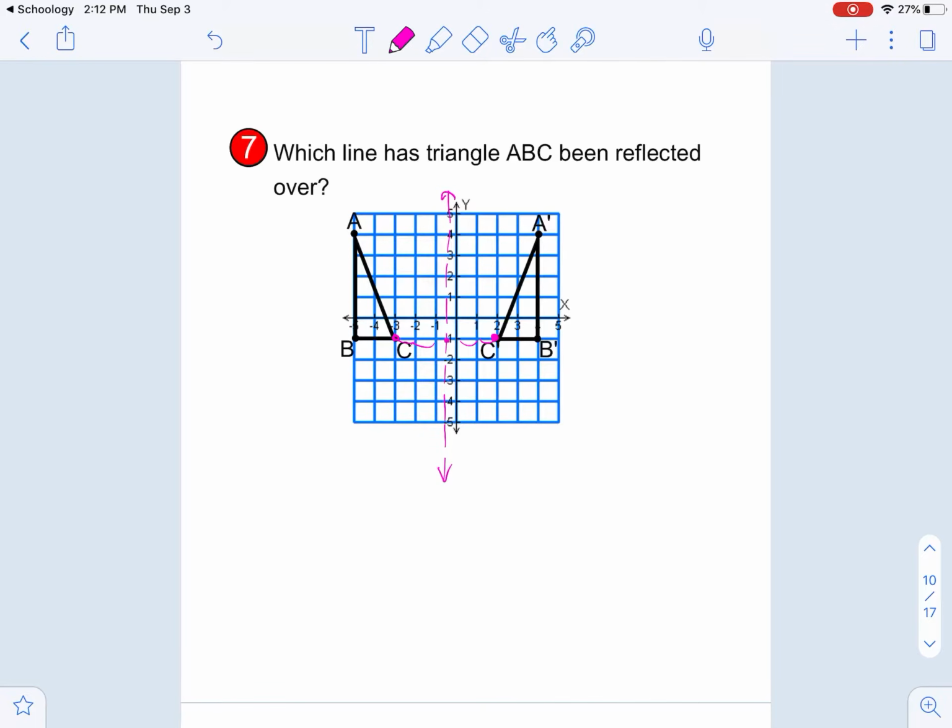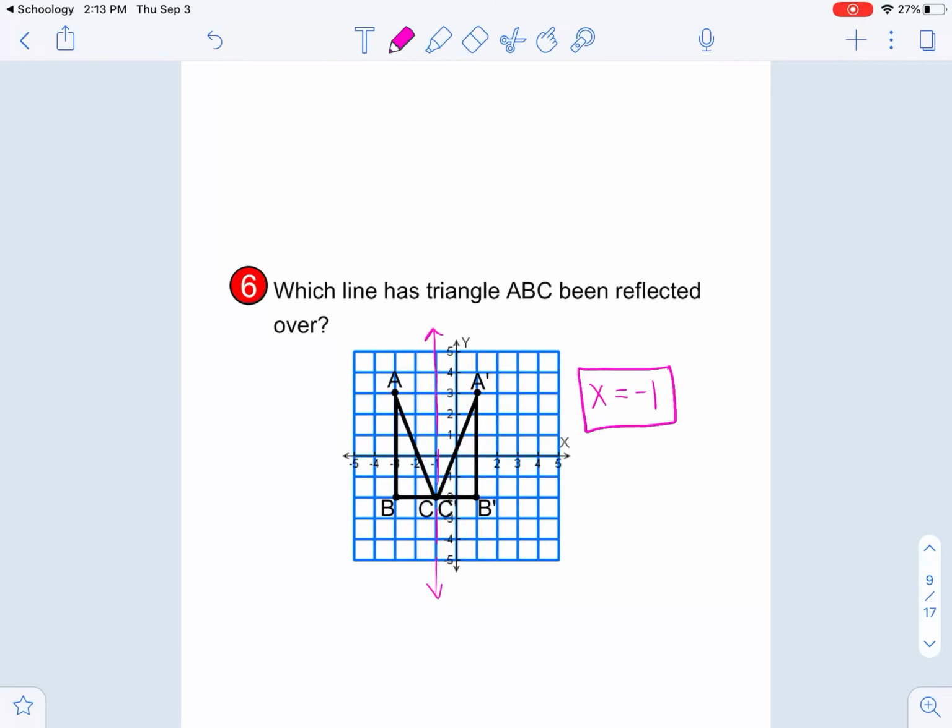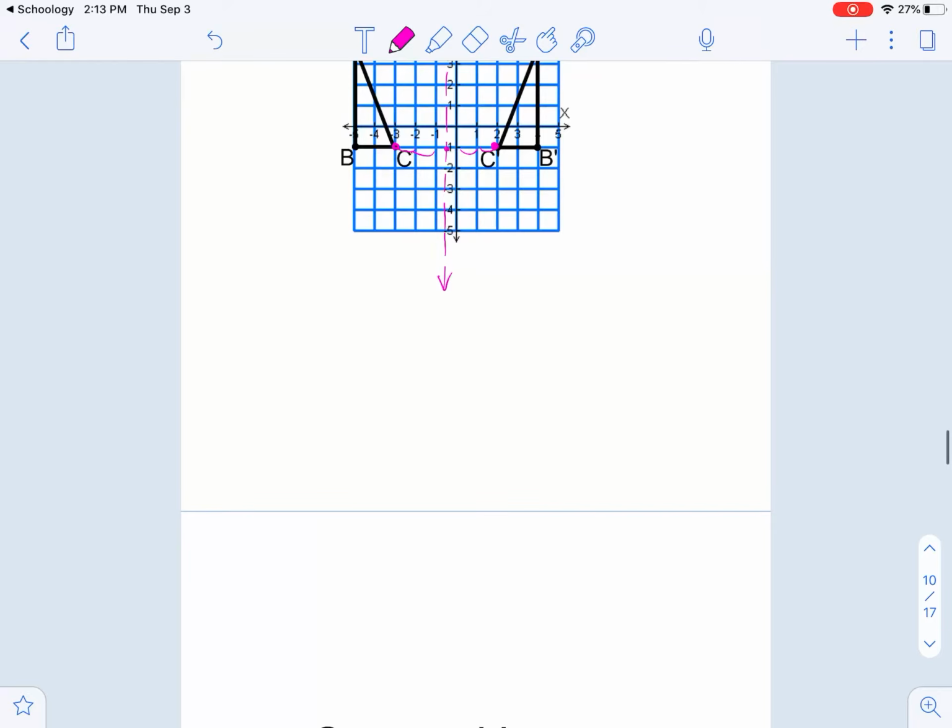So this one, using my C values, there's a distance of 5 between the two, so I have to go 2.5 over. So when I'm writing the equation of this line, it's a vertical line, so x equals, and then it's going through -1/2. Okay.